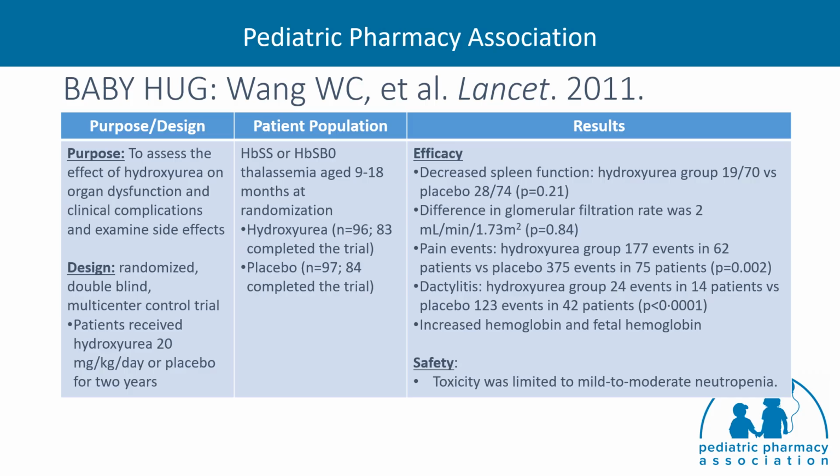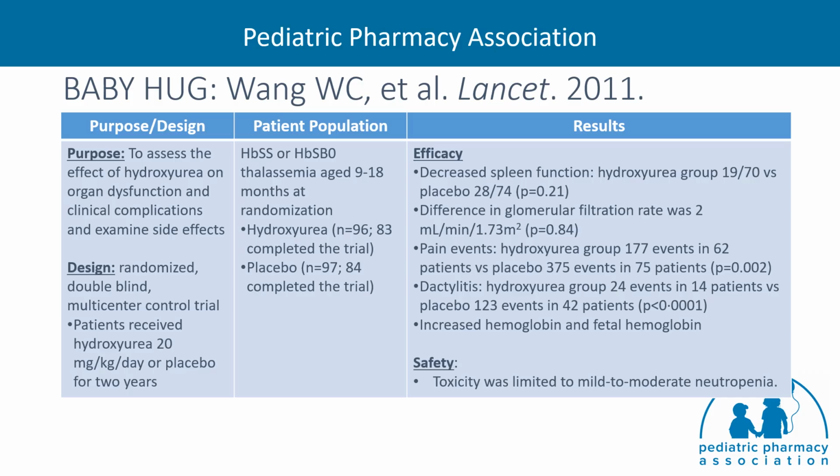It was a randomized, double-blind, multicenter controlled trial, and patients received either hydroxyurea 20 milligrams per kilogram per day or placebo for 2 years. Patients had either hemoglobin SS or hemoglobin S beta thalassemia 0, and they were aged 9 months to 18 months at randomization, so that younger patient population. Of the 96 patients enrolled in the hydroxyurea arm, 83 completed the trial, and 84 of 97 in the placebo arm completed the trial.